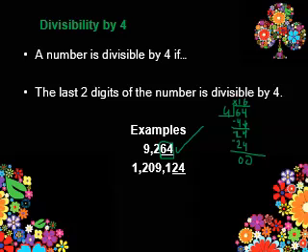Another example, 1,209,124. This 24, you can know directly that it's divisible by 4 because 6 times 4 is 24. So the whole number is divisible by 4. So it's enough to check the ones and the tens together. Another example, 216. You take the ones and the tens together, it's 16. And 16 is divisible by 4 because 4 times 4 is 16. So the whole number is divisible by 4.